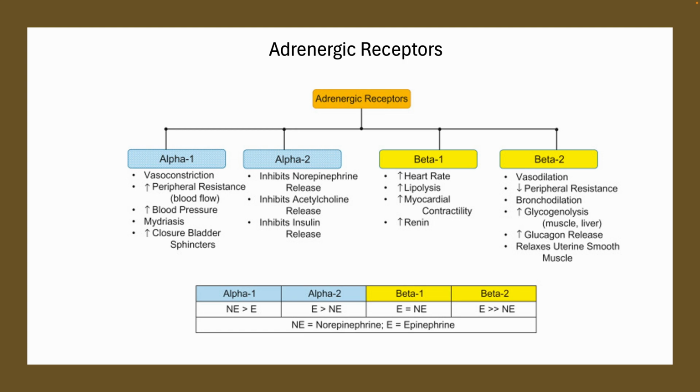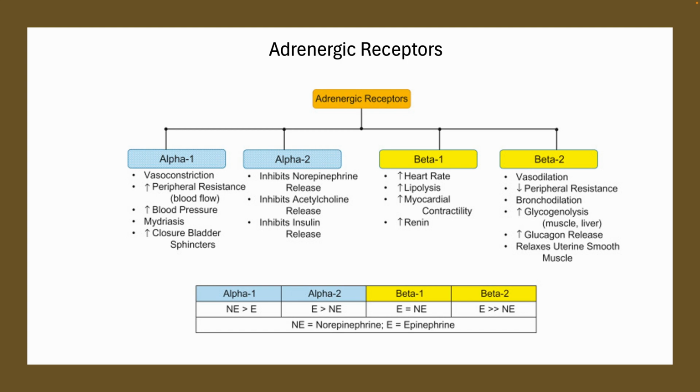The second type is alpha-2 adrenoreceptor. These receptors are found in the pancreas, arterioles, and central nervous system. Noradrenaline and adrenaline activate alpha-2 adrenoreceptors, and their activation results in vasodilation, inhibition of insulin release from the pancreas, sedation, and analgesia. Clonidine, for example, is an alpha-2 agonist that is used as a sedative and analgesic.